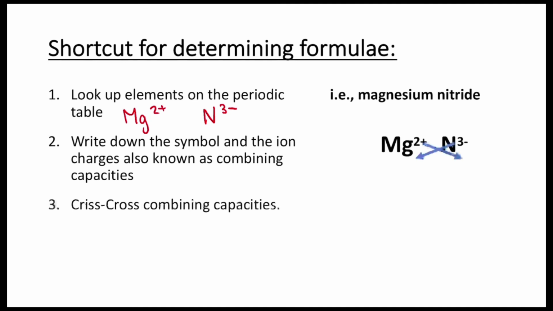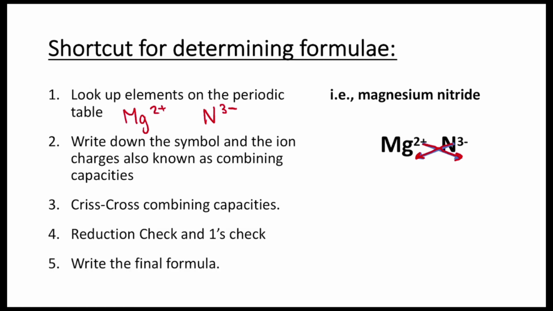Now you crisscross, meaning I bring the 2 down to beside the nitrogen, and I bring the charge on the nitrogen down beside the magnesium. So you basically swap the positions of these, but put them in the lower placement. With this, you need to check to make sure it can't be reduced. So say you had something like 6 and 3. Yeah, 6 and 3 works. So both of them can be divided by 3. You would need to divide both of them. Also check for 1s, as we do not write 1s in our final formula. From here, you can write the final formula, Mg3N2.